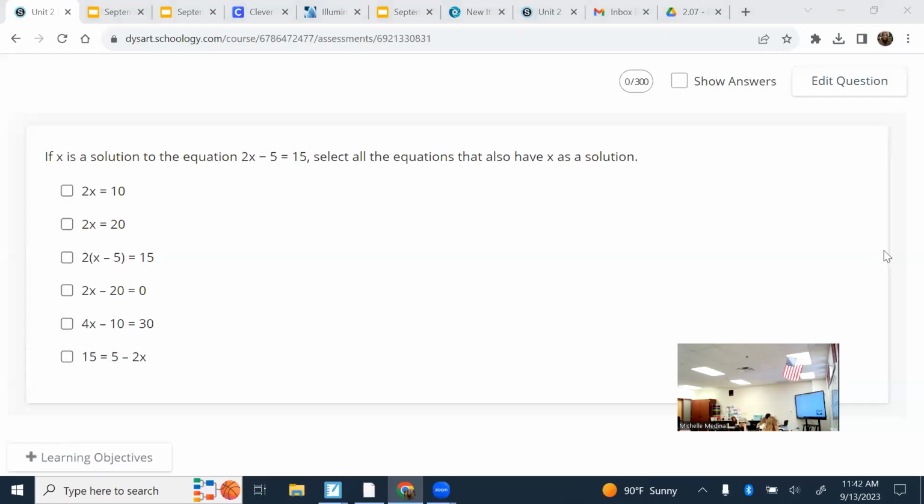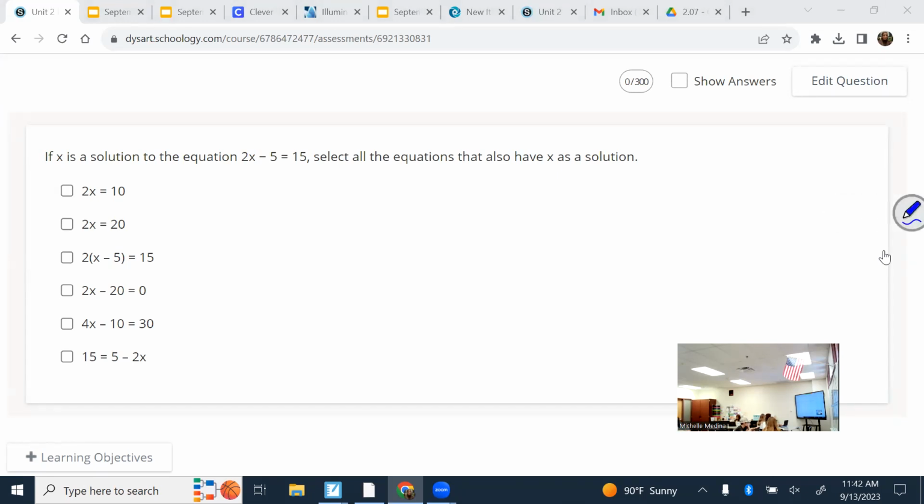So, unit 2, lesson 6 practice. This one says if x is a solution to the equation 2x minus 5 equals 15, select all the equations that also have x as a solution. So at first, when I looked at this earlier, I thought maybe I could put in any number for the x, but then I realized that doesn't make any sense.